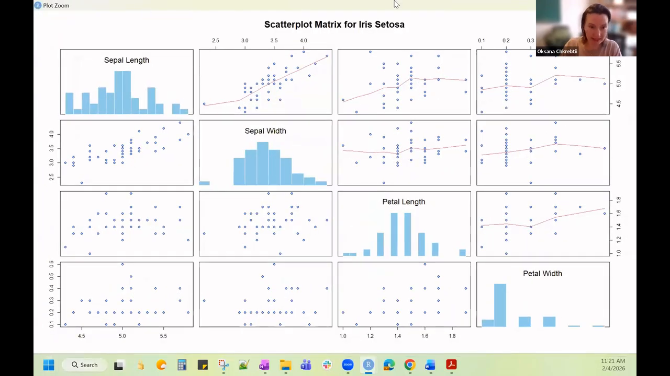So this is the plot that the code produces. Let me summarize what you see here. On the diagonals, you see histograms for each individual characteristic of the Setosa iris marginally, so separately. So the sepal length, you can see a histogram for the distribution of sepal length, a histogram for the distribution of sepal widths, of petal lengths, and petal widths.